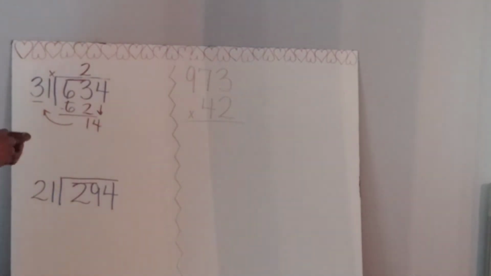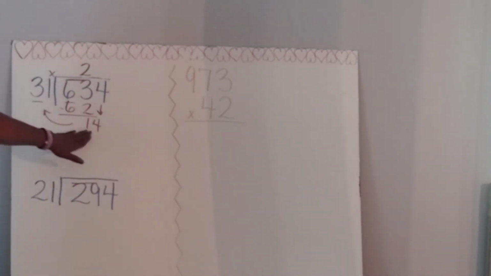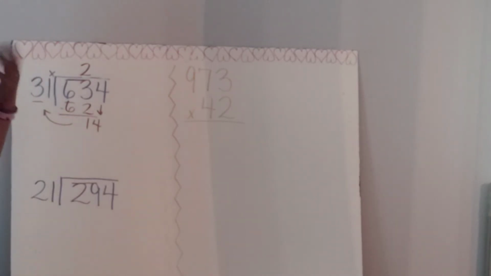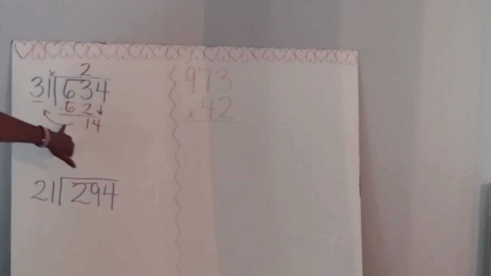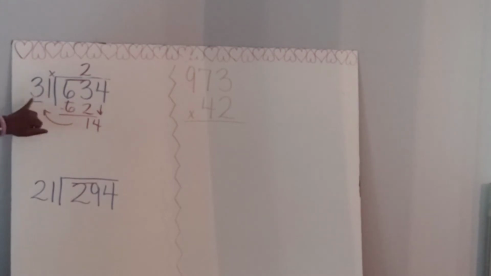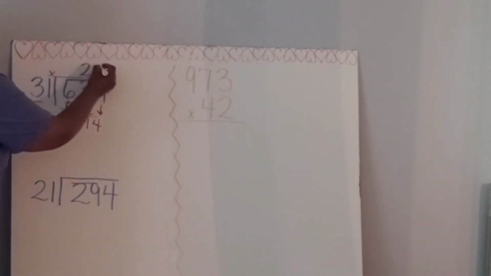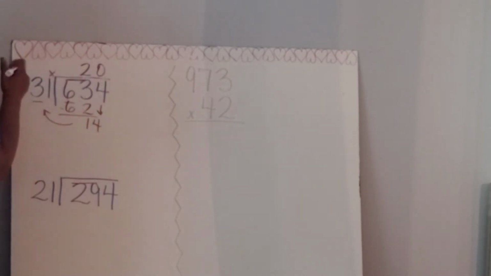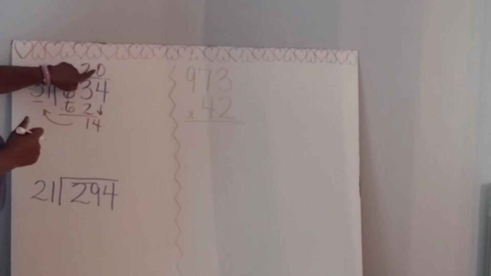Now, we have to ask the same thing. How many 3s are in 1? Because remember, this is 31. We're not going to see how many 3s are in 14, because then we would say, oh, there's 4 3s in 14. But no, there's not 4 31s in 14. The number is just 14. So how many 3s are in 1? There are no 3s in 1, so we put a 0 up top. And then we have to multiply because we just divided. Now we multiply our newest outside number times our divisor.